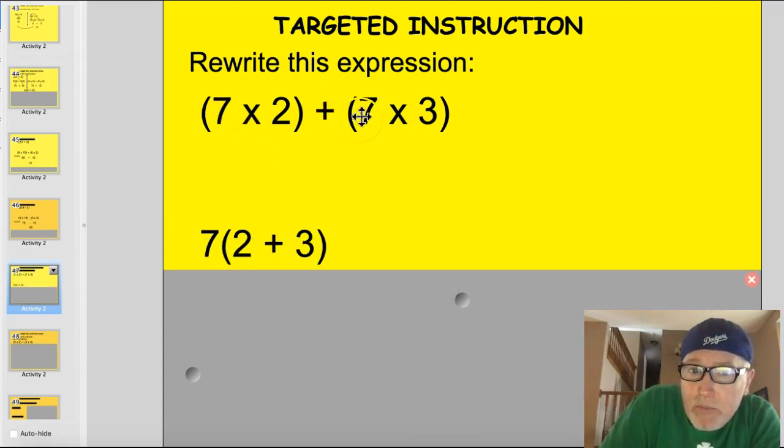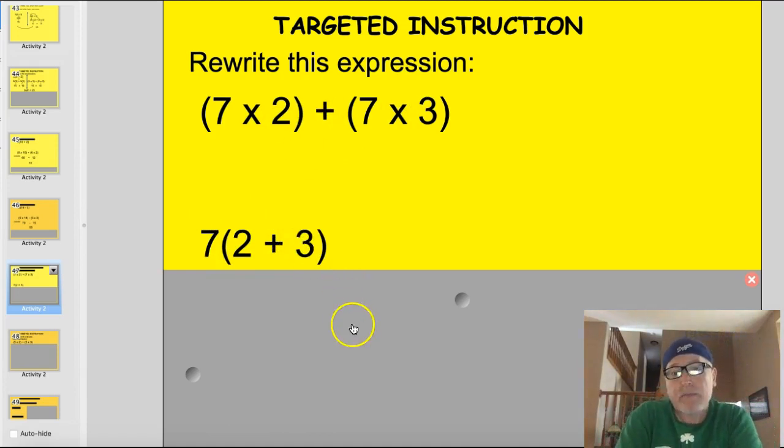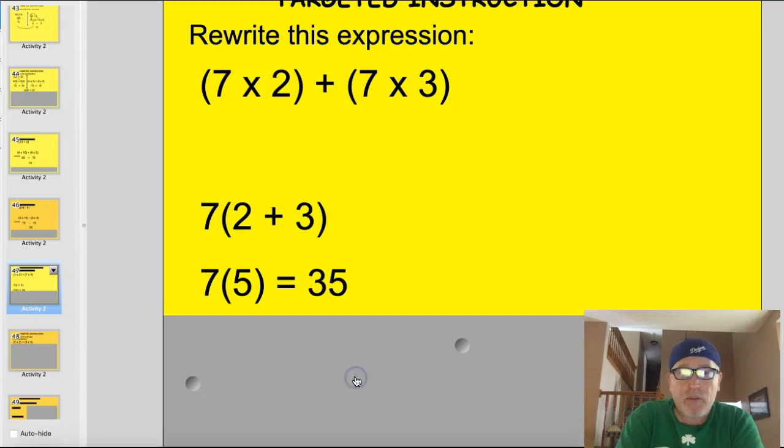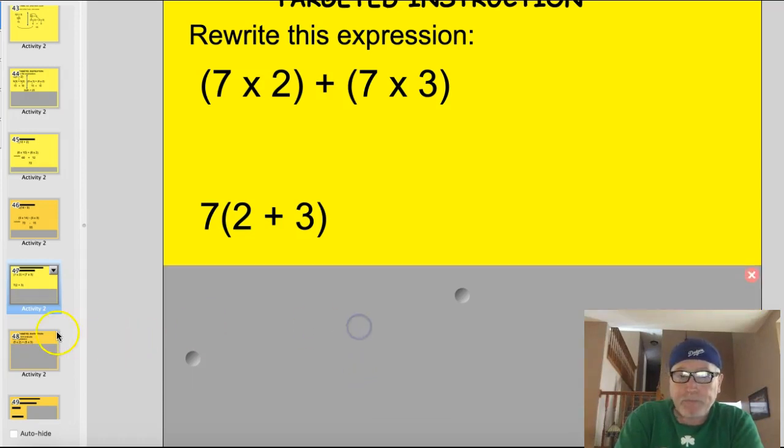the 7 is the number that repeats, so that would go outside the set of parentheses, and then we're going to take the 2 and the 3 and put it in, and this is adding, so we're going to add them. So again, the 7 is the repeated number. That's the one we're going to pass out, so we put that out front. The 2 and the 3 go inside, and it's an addition problem, so we put the addition sign in. And of course, you can probably figure out very quickly that that's going to be 35 if you evaluate it.